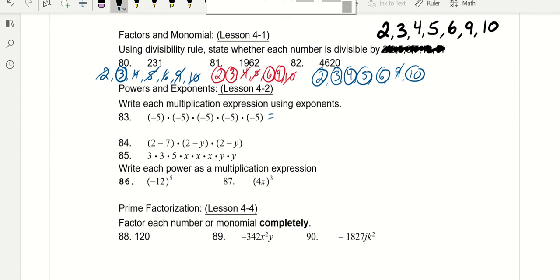When you're dealing with negatives like this, you do need to include parentheses around the negative. This is -5 to the power of 1, 2, 3, 4, 5. -5 to the power of 5. This on the left side of the equation is called expanded form. This on the right side of the equation is called exponential form.